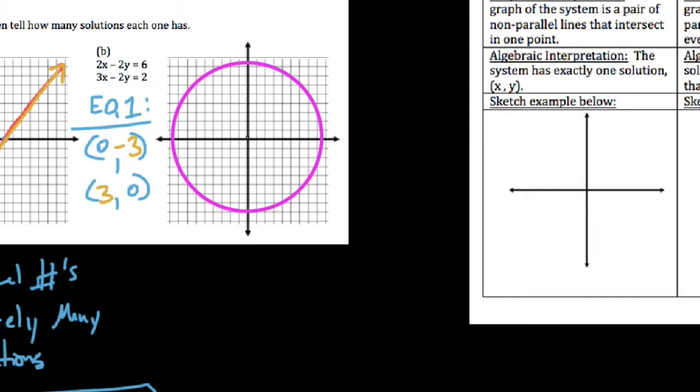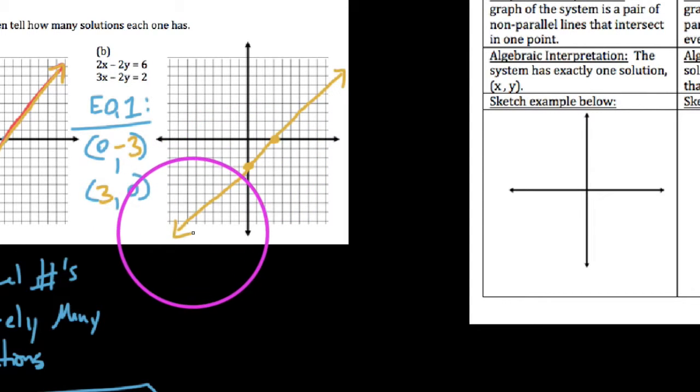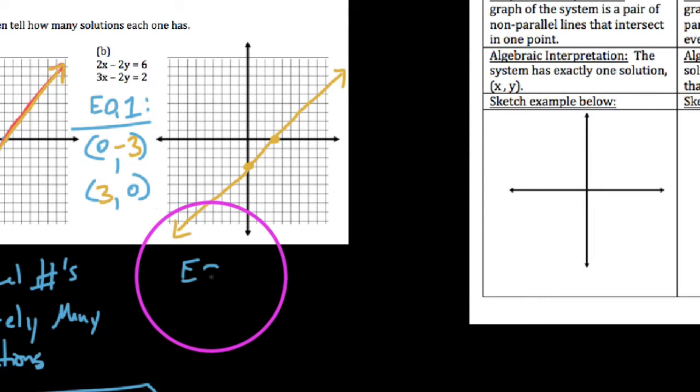So let's go ahead and graph this. We say 0, negative 3 is down 3. That's its y-intercept. And then 3, 0 is over here. So we get this line with the slope of 1, sketching it in very carefully, very straight with a straight edge. And then we say equation 2.